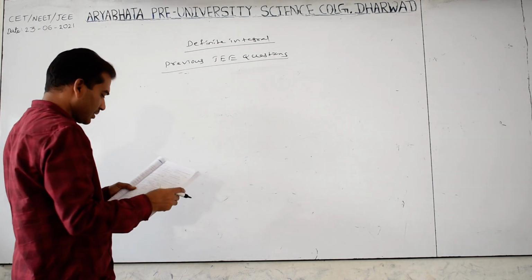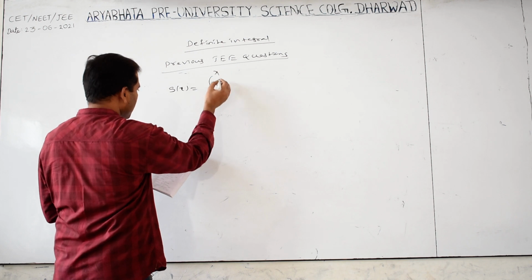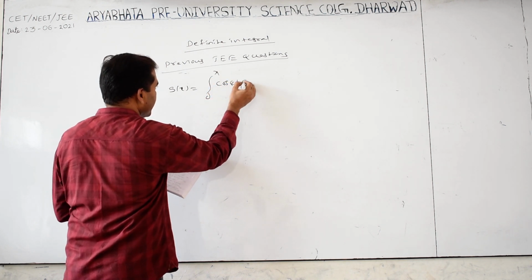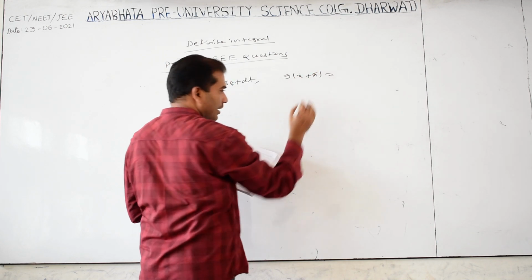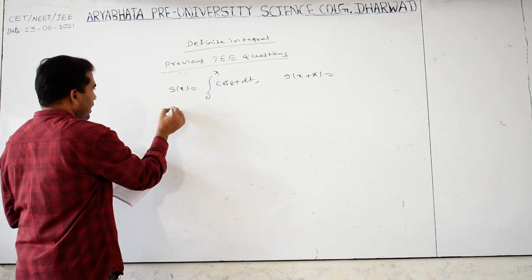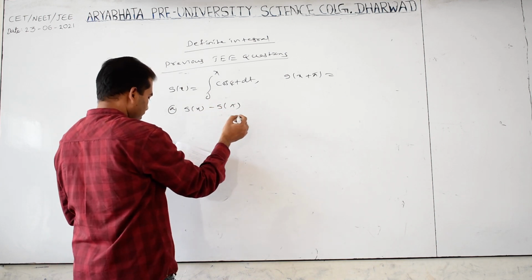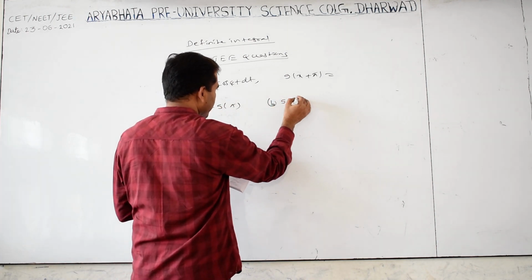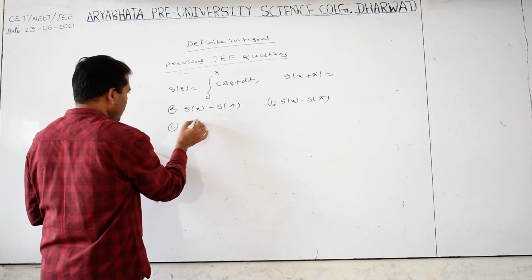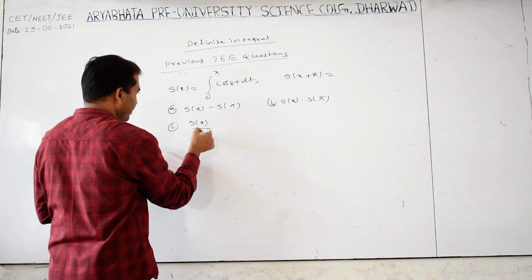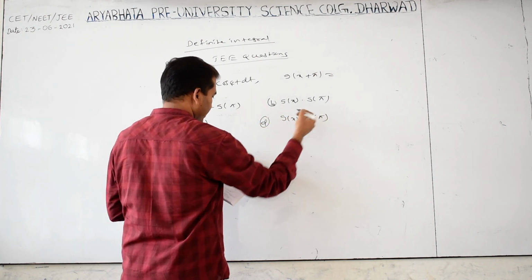Next question: g of x equals the integration of 0 to x of cos 4t dt. Then g of x plus pi equals: option A g of x minus g of pi, option B g of x into g of pi, option C g of x by g of pi, option D g of x plus g of pi.